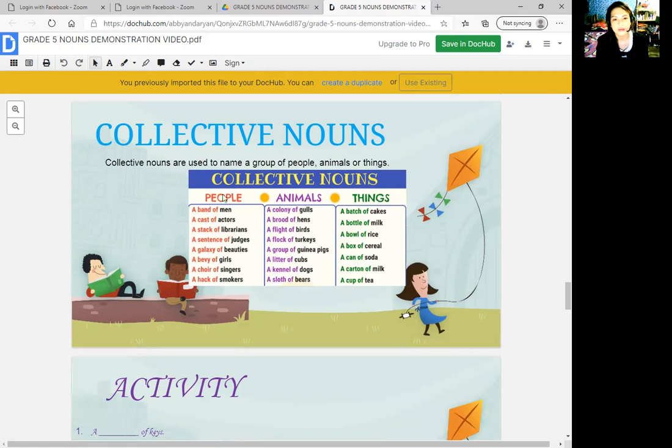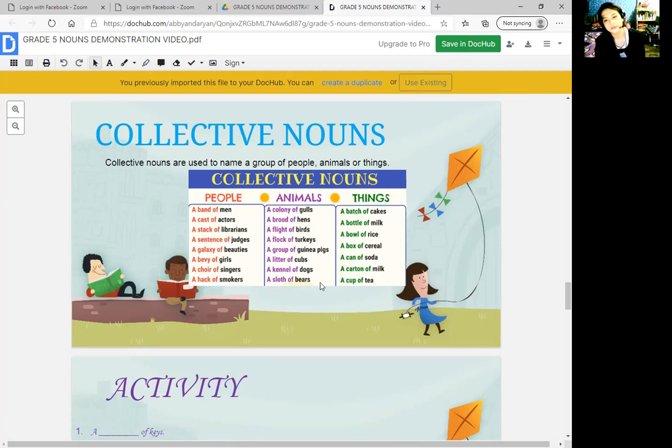So we have collective nouns for people. It reads: a band of men, a cast of actors, a stack of librarians, a sentence of judges, a galaxy of beauties, a beauty of girls, a choir of singers, a hat of smokers. And then for animals, we have a colony of gulls, a brood of hens, a flight of birds, a flock of turkeys, a group of guinea pigs, a litter of cubs, a kennel of dogs, a slot of bears.